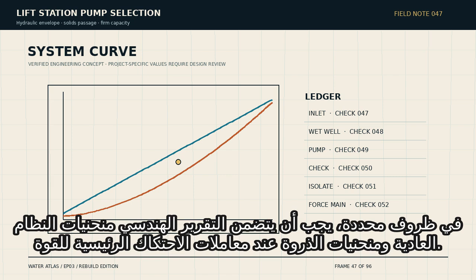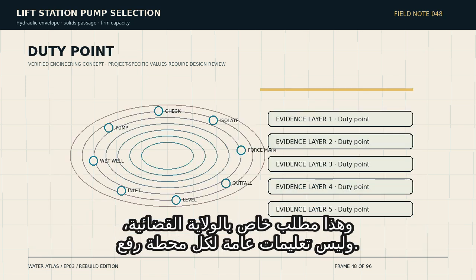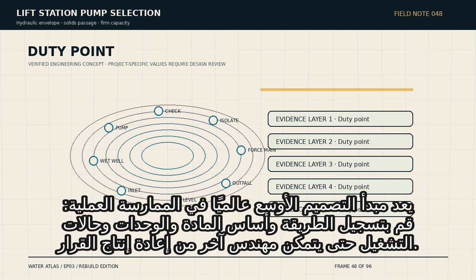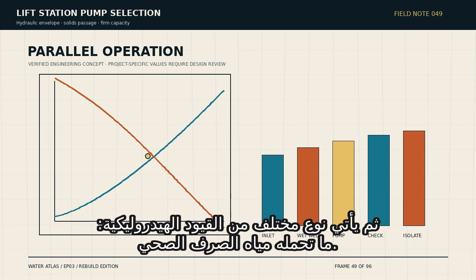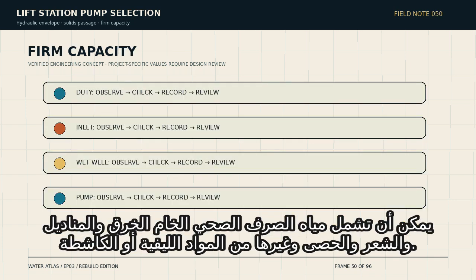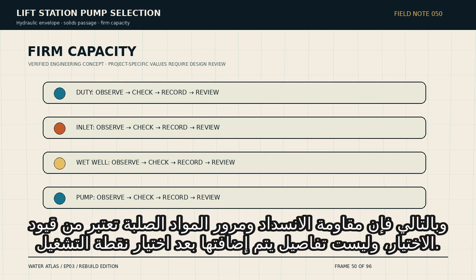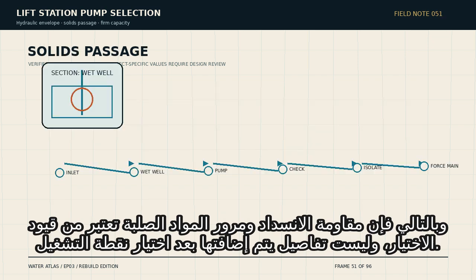Then comes a different kind of hydraulic constraint, what the wastewater carries. Raw wastewater can include rags, wipes, hair, grit, and other fibrous or abrasive material. Clog resistance and solids passage are therefore selection constraints, not details to be added after the duty point is chosen. The cited Texas rule explicitly requires raw wastewater pumps, except for its specified grinder pump exception, to prevent clogging. It also requires passage of a sphere at least 2.5 inches in diameter, and suction and discharge openings greater than 3 inches. These numbers should appear on screen only with their Texas label.